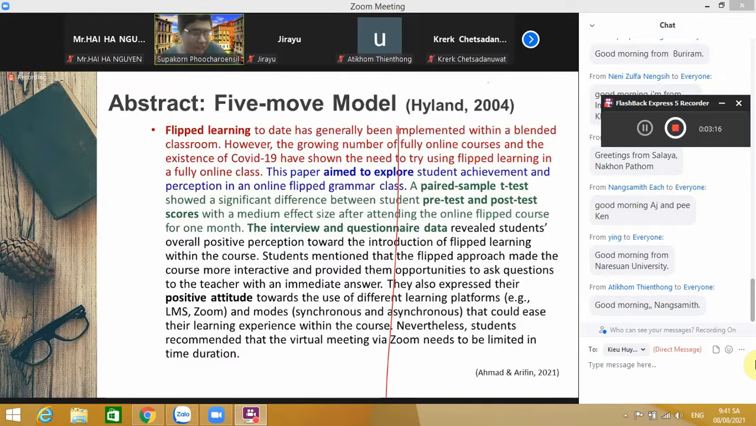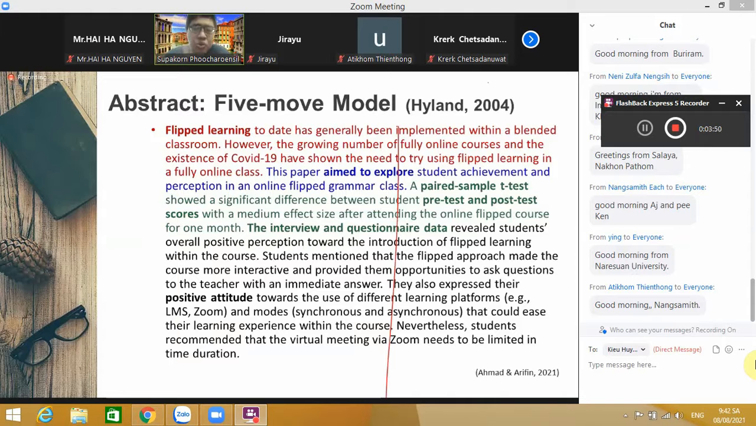So what they are looking at is grammar in the flipped classroom, right? And then the green one shows the methodology, and the statistics being applied. For example, a paired sample t-test shows a significant difference, right? Not only should you mention what statistics you employ, but because of the space limit, you need to tell the readers what the results are.